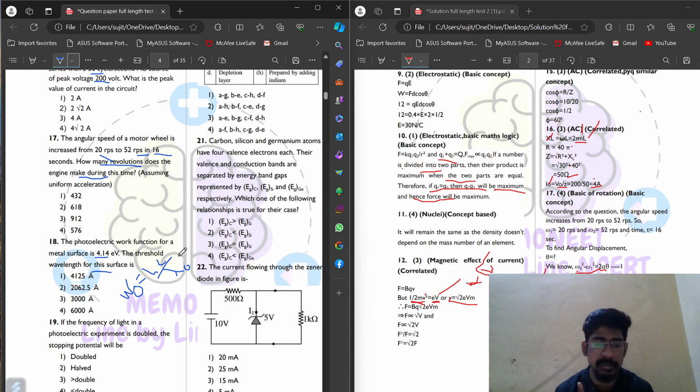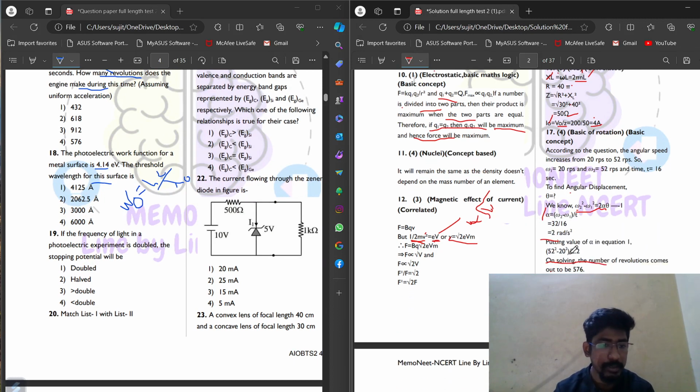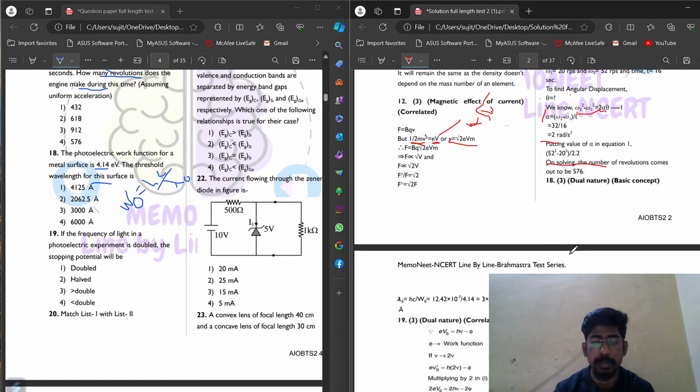Here h is Planck's constant, c is the speed of light in vacuum, and w naught is 4.14 electron volt. Or there is another direct formula, that is 12,400. By that you can also calculate. The value of hc is 12.4 times 10 to the power minus 7, and w naught is 4.14. This is in eV only. This formula can only be used when the work function is given in eV. But if it is in joule, you cannot use this formula.